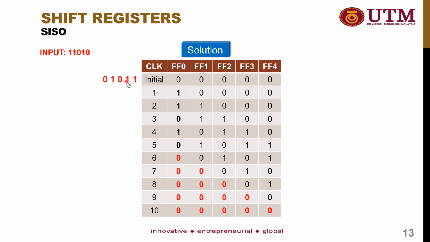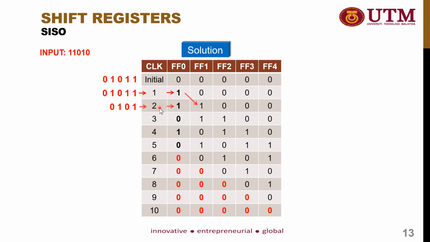Okay, so 11010 will be inserted into the flip-flops. These are flip-flops 0, 1, 2, 3, 4, and all of them are combined to become the SISO shift register. At the first clock cycle, the MSB data, 1, will be inserted into the flip-flop, because the initial data of all flip-flops are 0. At the first clock cycle, the MSB data, which is 1, will be inserted into flip-flop 0, and the remaining input is 0101, because 1 has been transferred here.